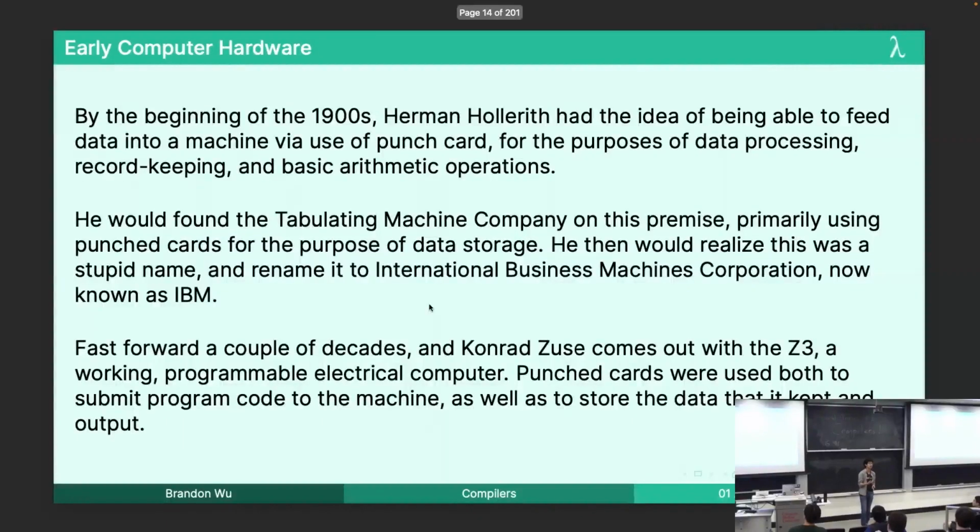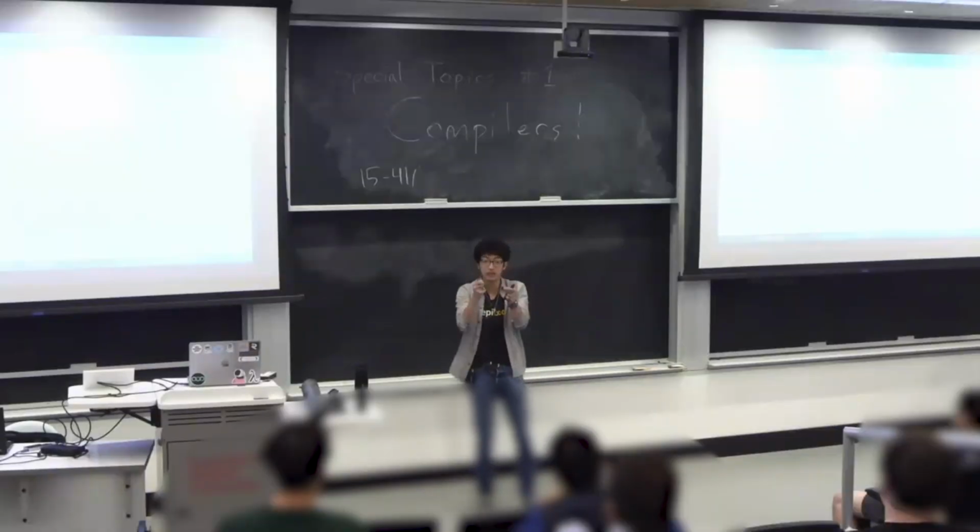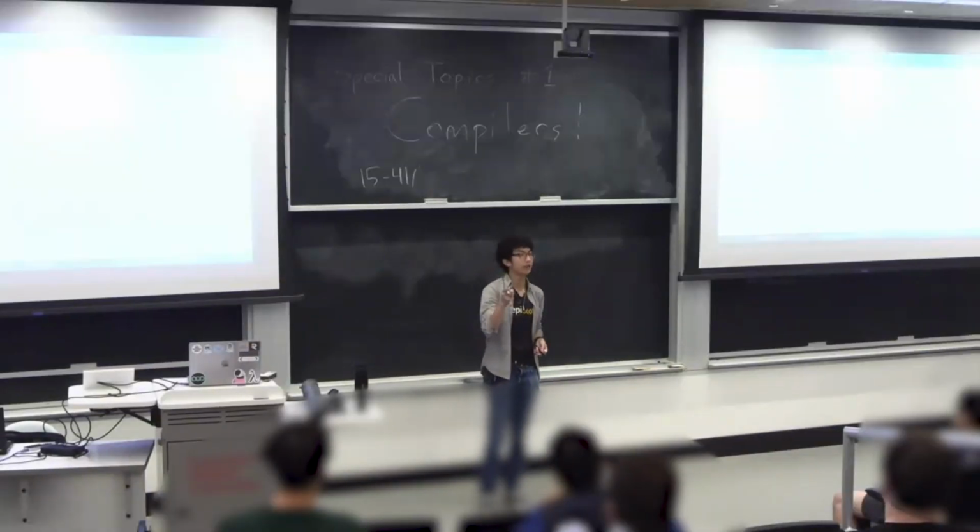Massive players. A couple of decades later, this guy called Konrad Zuse comes out with something called the Z3, which is an actual programmable electrical computer, albeit still via this punch card idea. I have to keep a literal card. And let me walk you through what that looks like, right?